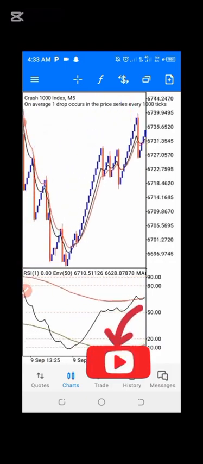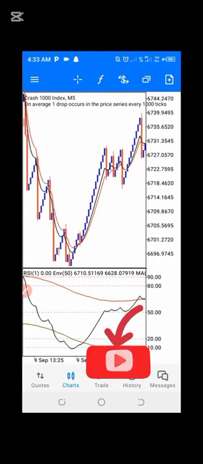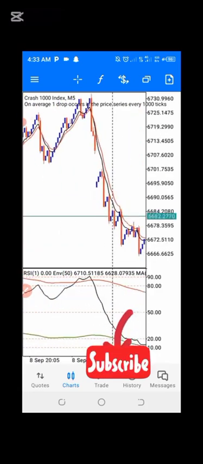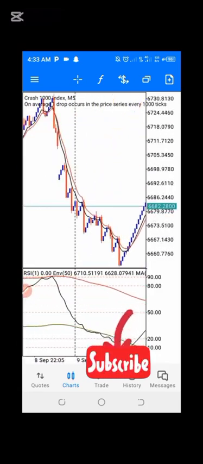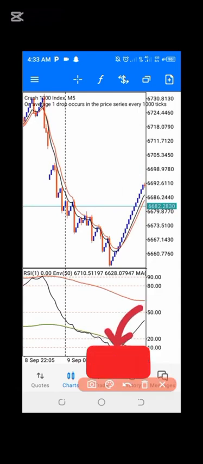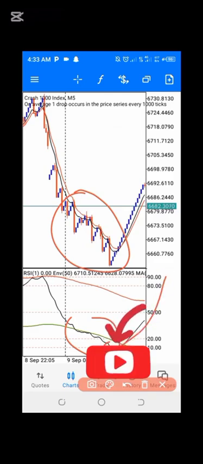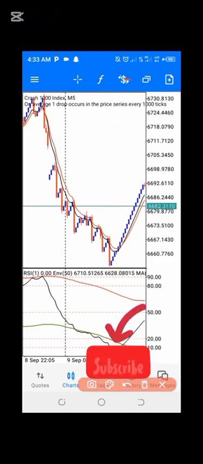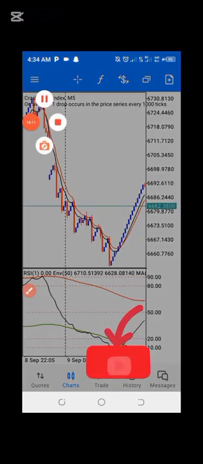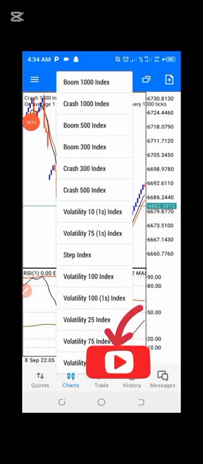And this is another example here. You can see another consolidation here. Do you see how it reacts? So this is Crash 1000, and then let's do Crash 500. I don't want the video to be too long, so let's do Crash 500.